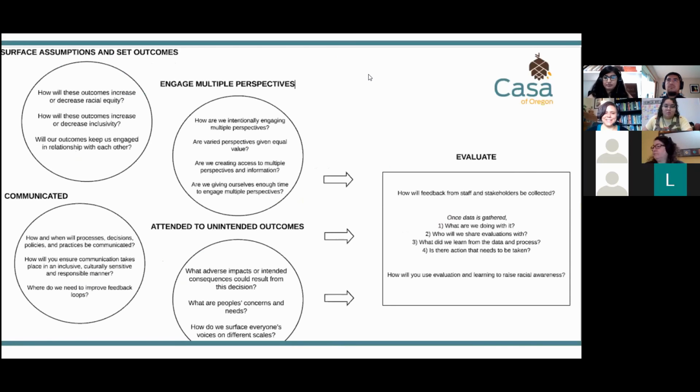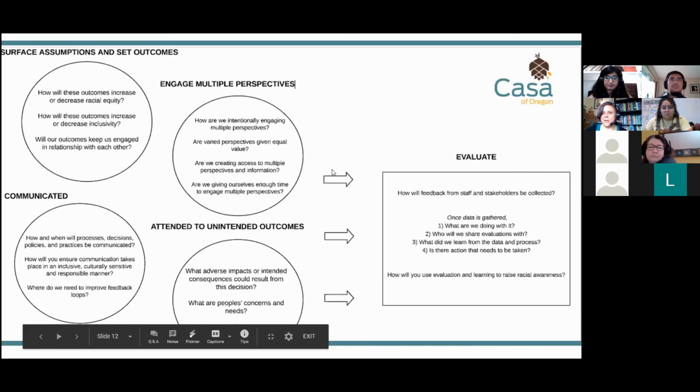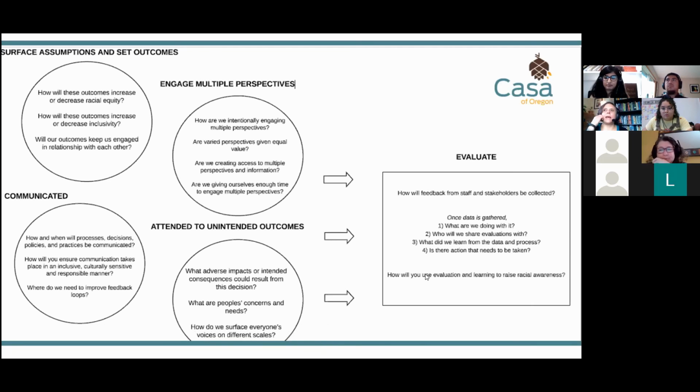And I went back to this filter that shows the slide with the evaluate box on here too. Once data is gathered, what are we doing with it? Who will we share it with? And what did we learn? What other action needs to be taken? So we also had an I team, an implementation team that worked through some policy decisions.